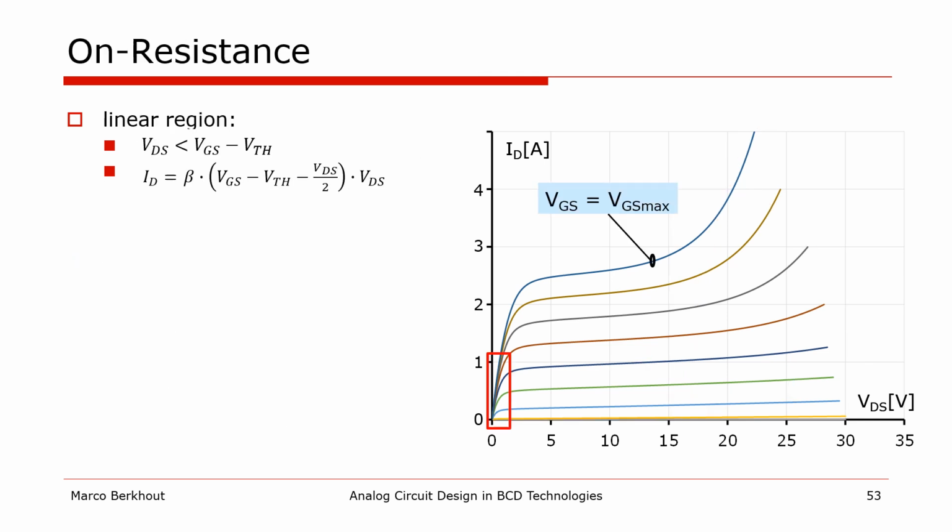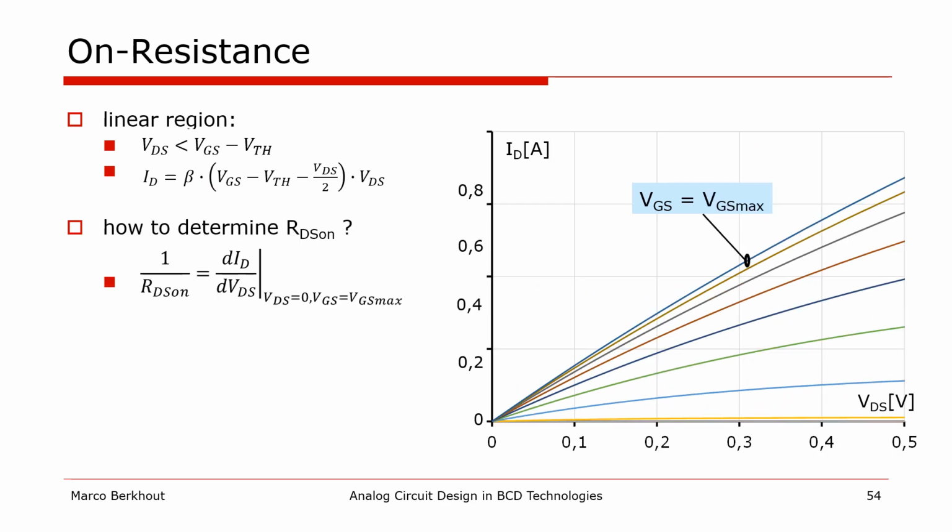In many BCD applications, we use large DMOS power FETs as switches, which means that they are either switched completely off or completely on with the maximum gate source voltage and low drain source voltage. In this case, we are mainly interested in the lower left corner of the graph, where the device operates in the linear region. In this region, the drain current is described by these well-known equations, and the transistor behaves more or less as a resistor.